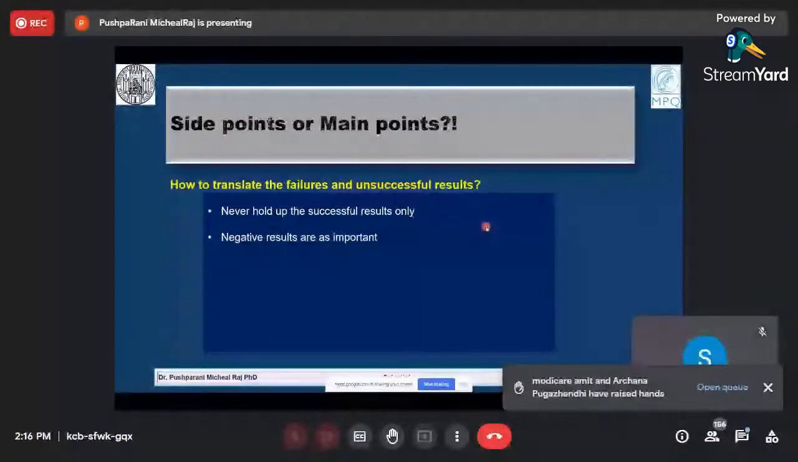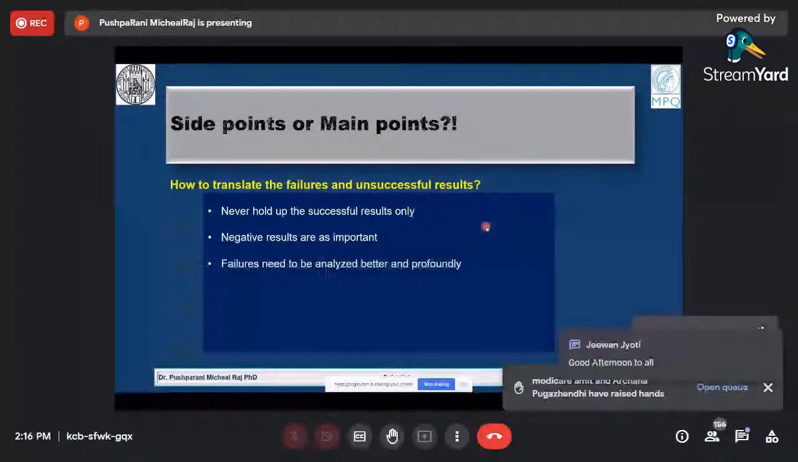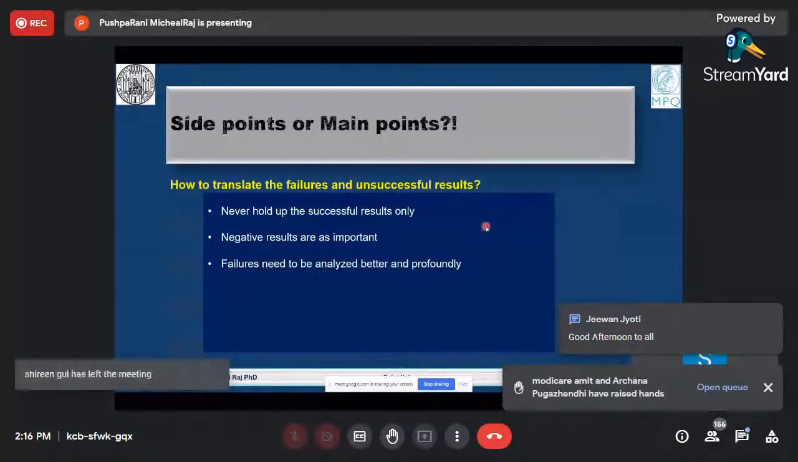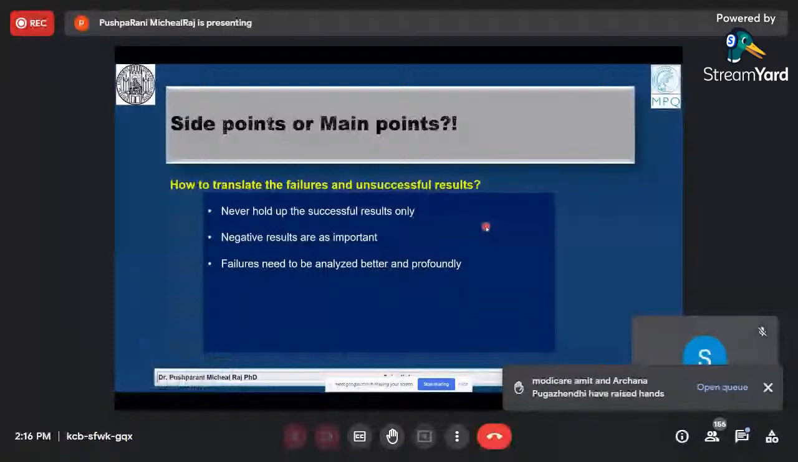Okay, so failures need to be analyzed better and more profoundly. We should analyze why we have gone wrong, because I think that gives a better understanding of why the failure has happened and why fellow researchers would not fail again. If we are not able to understand ourselves, then that still remains a question, right?